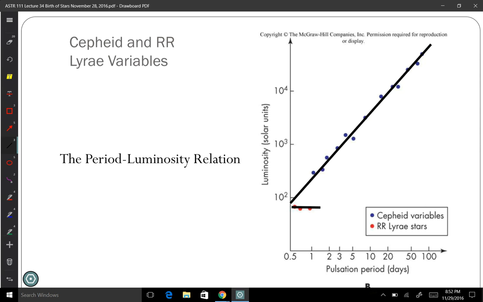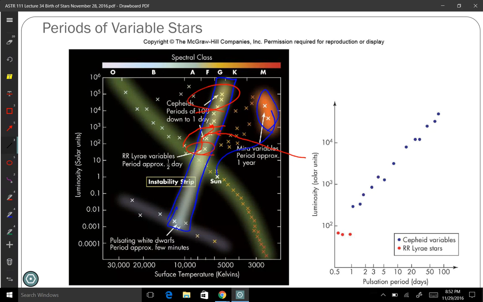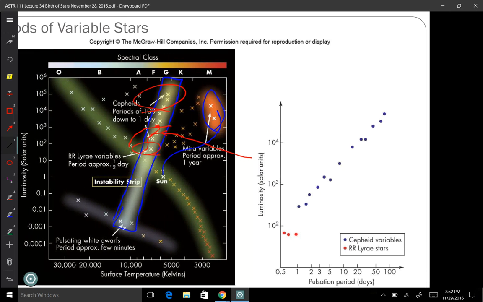And so that's what Harlow Shapley was doing. He was determining the distances to Cepheid variables. And we haven't talked about Shapley yet, but we will, and it was using this information. That's the end.